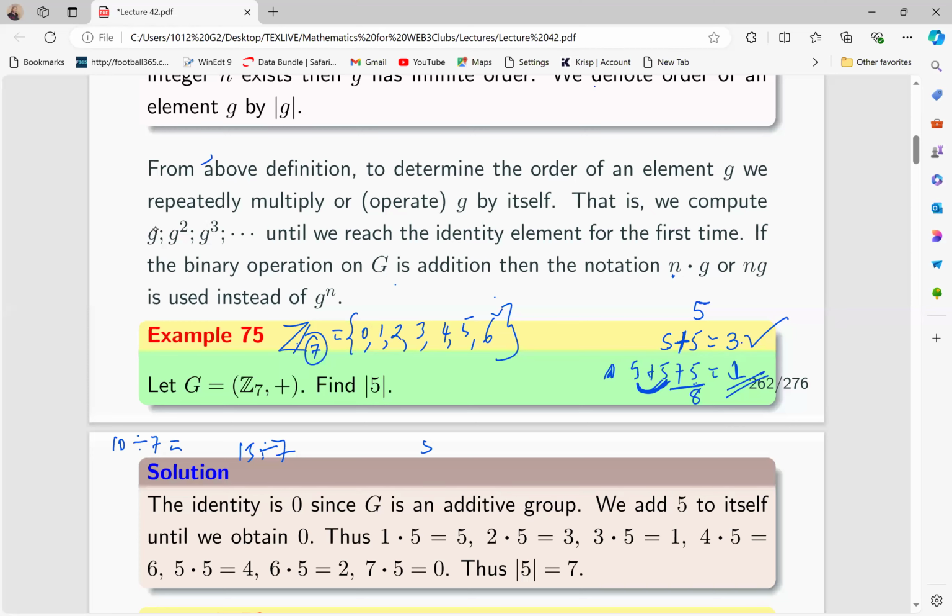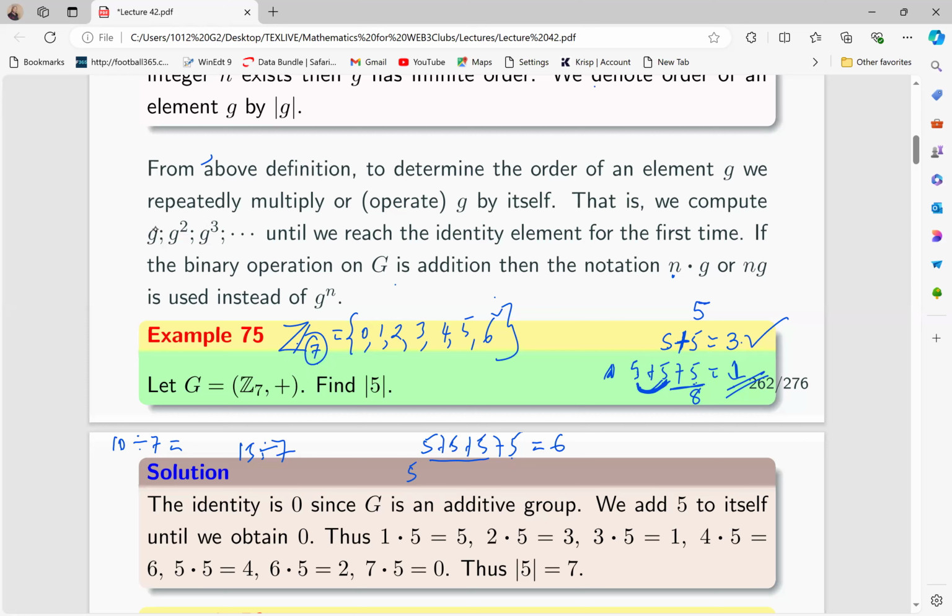What about 5 4 times? 5 4 times. 1, 2, 3, 4. 5 3 times, we know it's 1. So up to here it's 1. Then 1 plus this will be 6. Of course, you can just add. This will be 20. Divided by 7, the remainder will be 6.